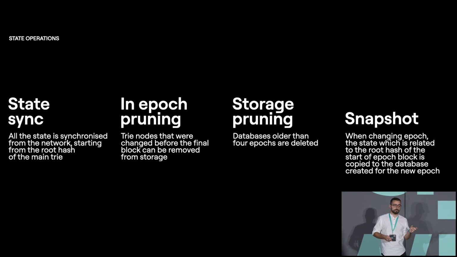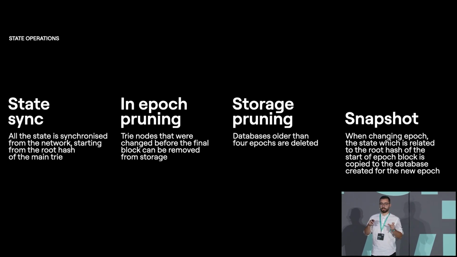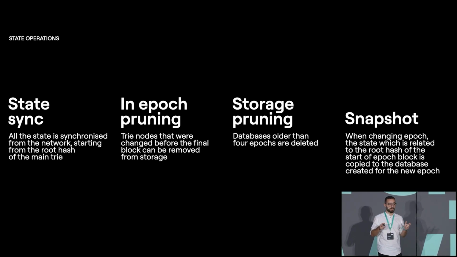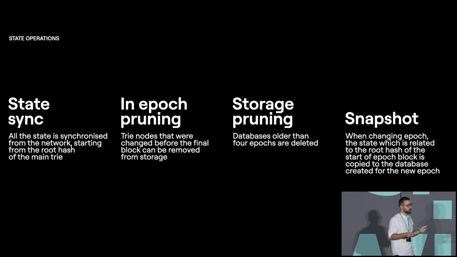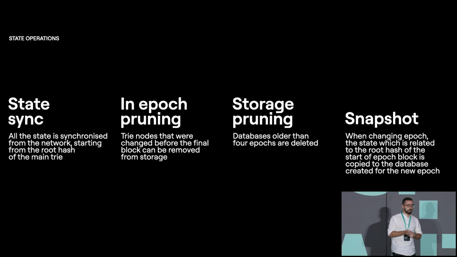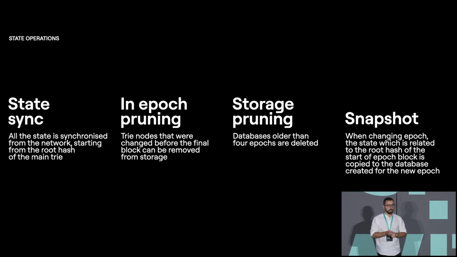For the data trees, when you receive a leaf node, you unmarshal it, and if there's a root hash set for that account, that means that account has a data tree, and you have to sync that data tree also. The next operation is called in-epoch pruning.